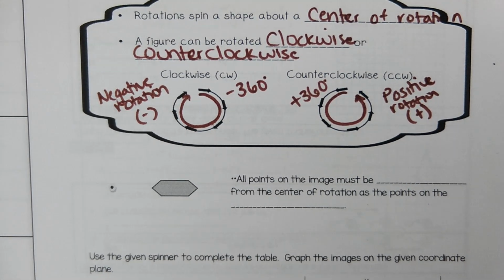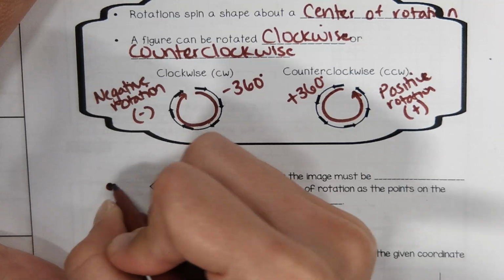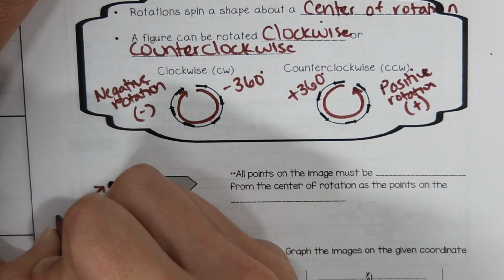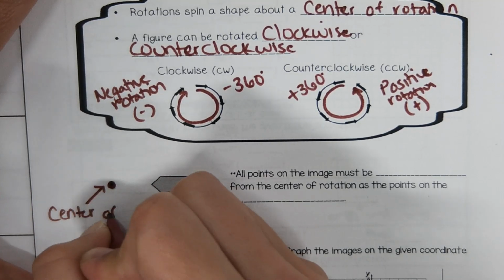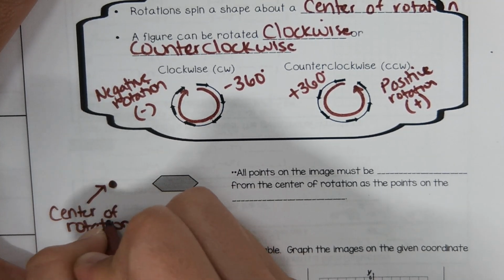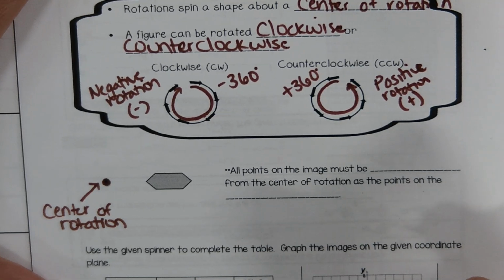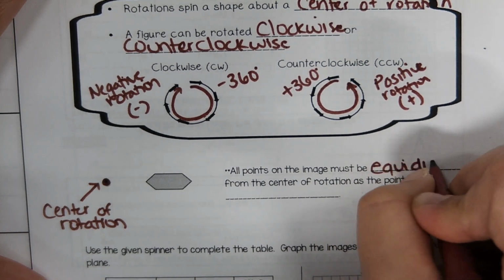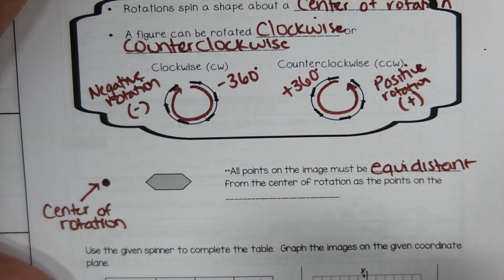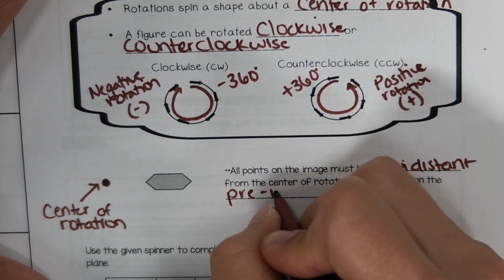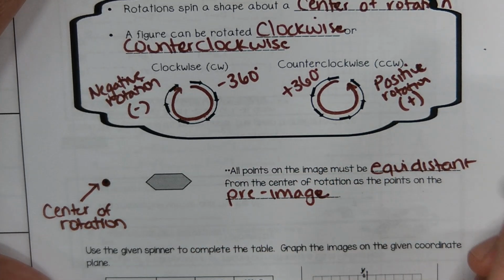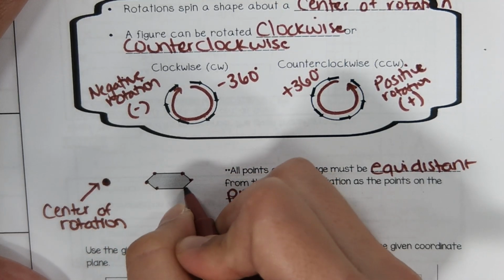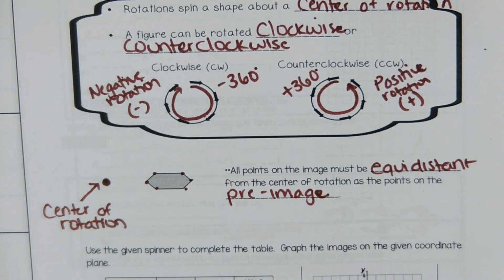Okay, so center of rotation would be like this point right here. We're going to rotate this shape around the center of rotation. So this here is going to be the center of rotation in our little example. And all the points on the image must be equidistant from the center of rotation as the points on the pre-image. So as we rotate this shape around the center of rotation, all of these points have to be equidistant from the center of rotation.